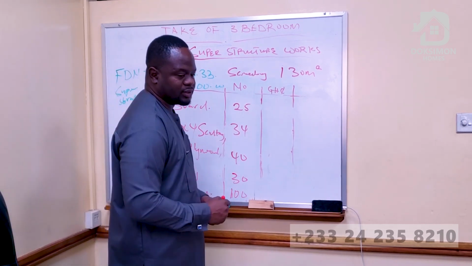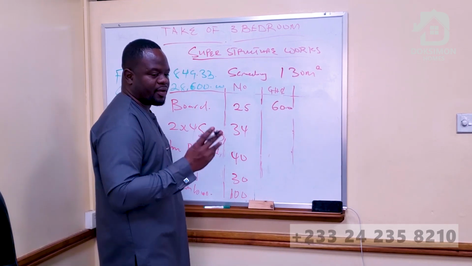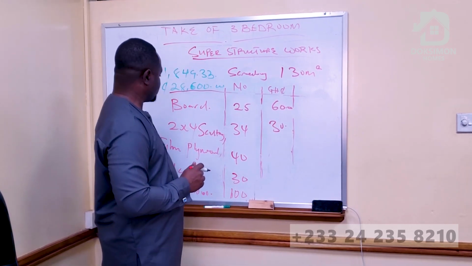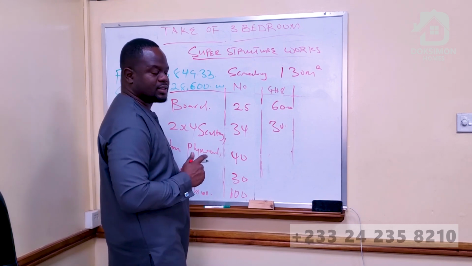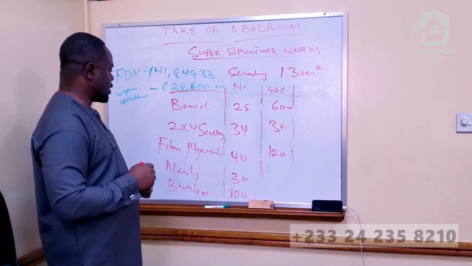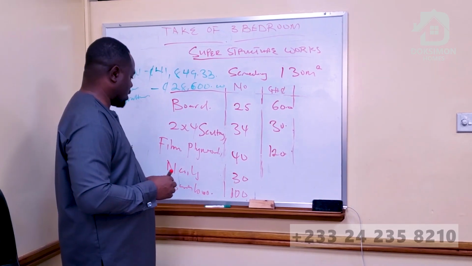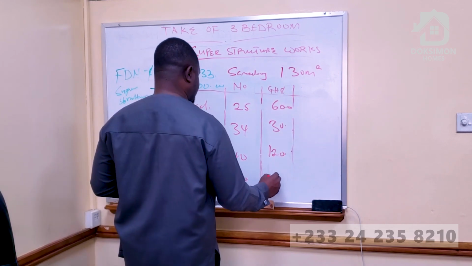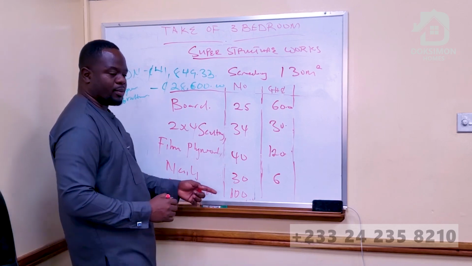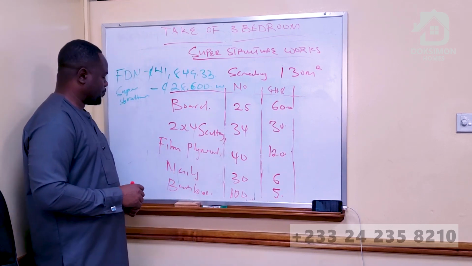Now let's come to the prices. Okay, we are looking at 60 Ghana cedis per board. It might vary in the area that you stay in. We also have the 2x4 as 30 cedis. We also have 120. Might vary by area you stay in. That's the film plywood, which I've explained earlier on. Now the nails, they also vary, 6 cedis per pound. Okay, we need 30 pounds. The bamboo, we also have about 5 cedis per bamboo.